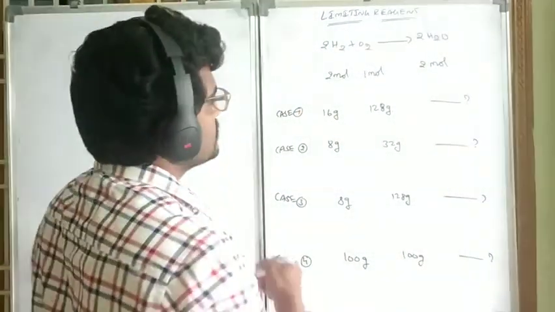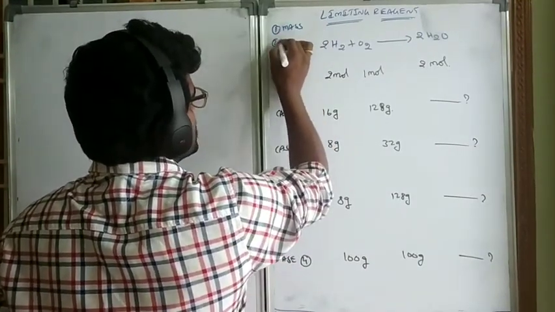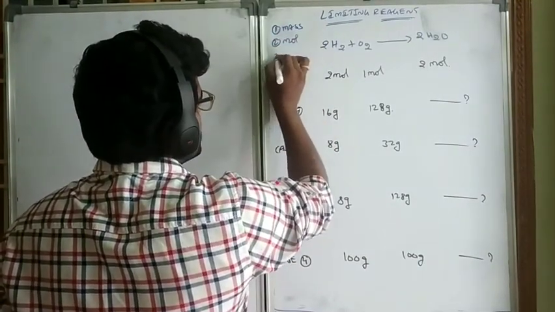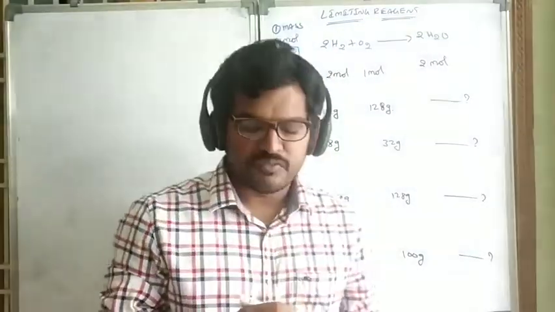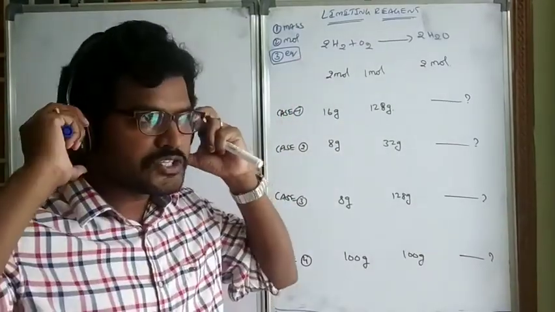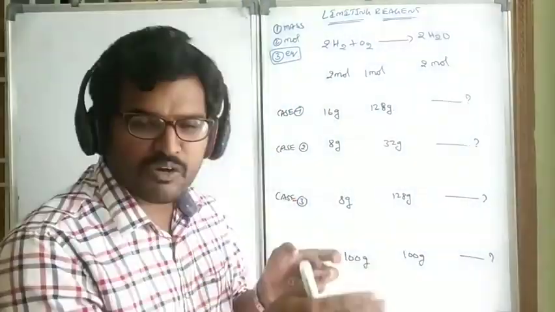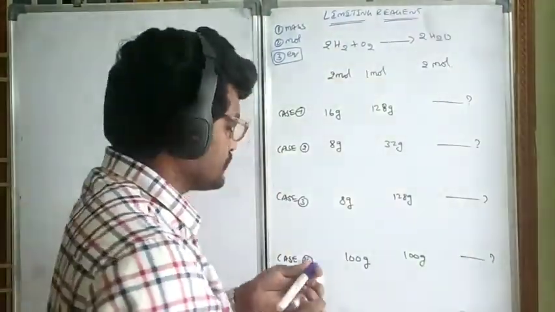As I told you, you can do limiting reagent with mass relation, mole relation, and the best method is the equivalent relation. If you are very confident in the equivalence concept, you can do this in equivalence relation also. Better do this with equivalence, that will be very simple, automatically you can cancel. So let us see.